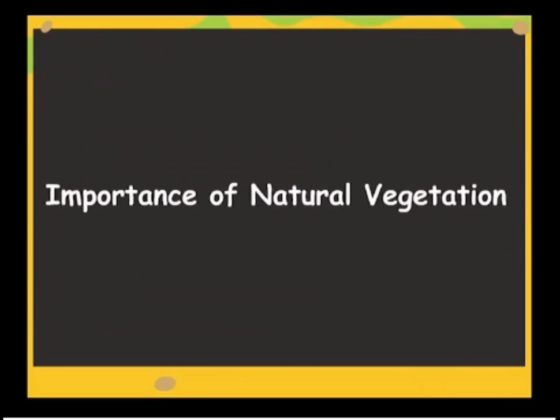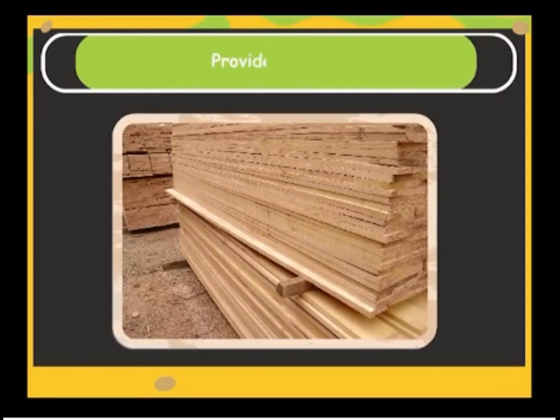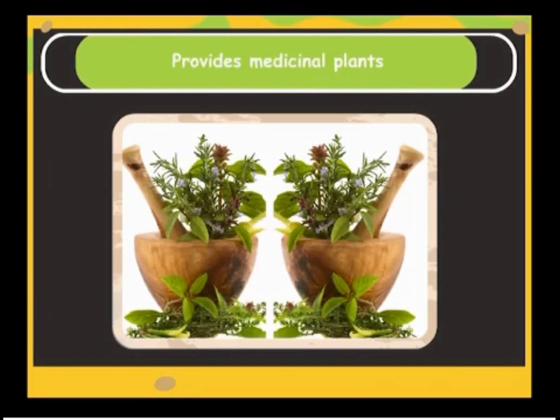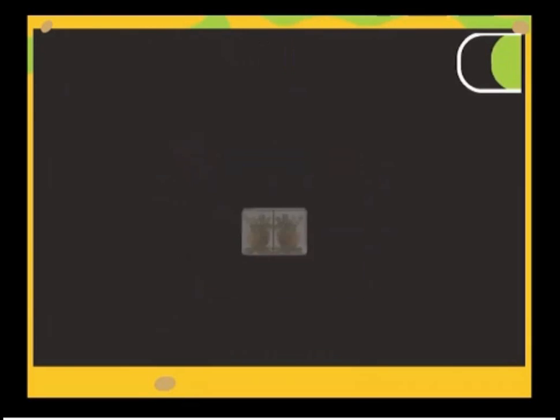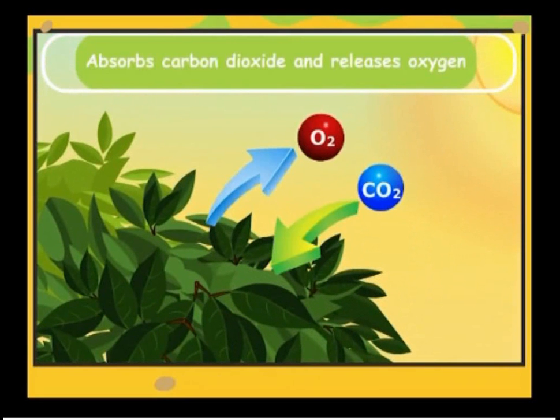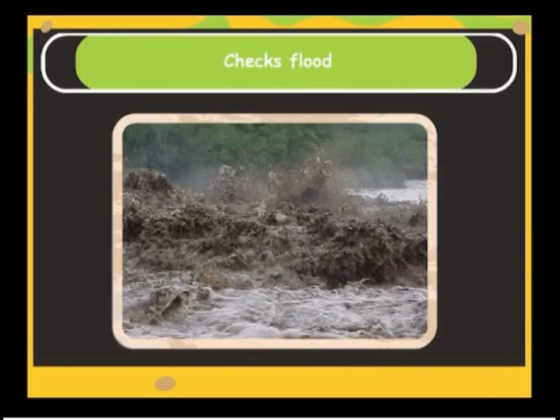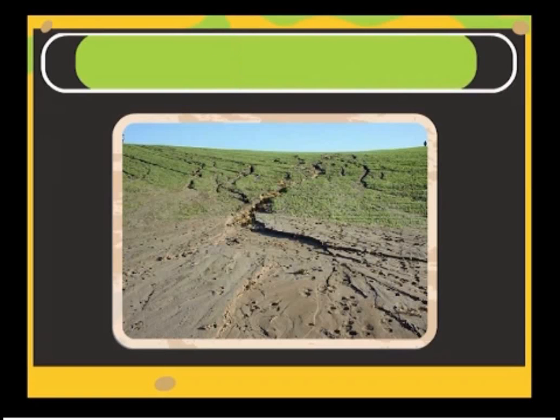Natural vegetation is very important since it provides shelter to many animals and birds, provides timber, provides medicinal plants, absorbs carbon dioxide and releases oxygen, checks floods, and prevents soil erosion.